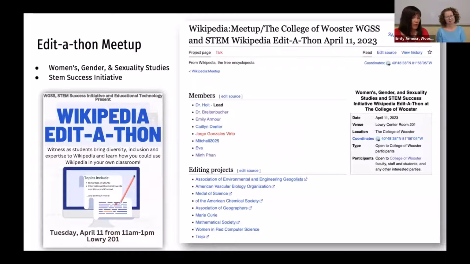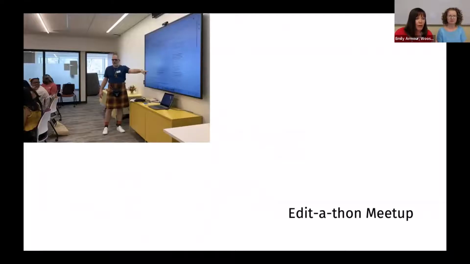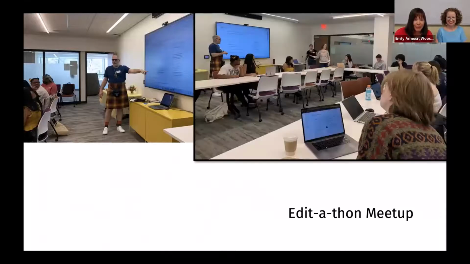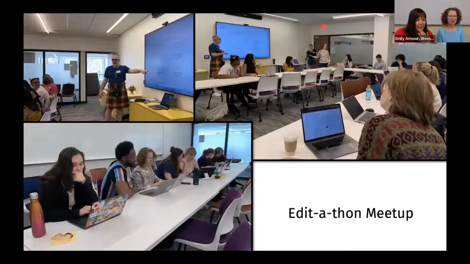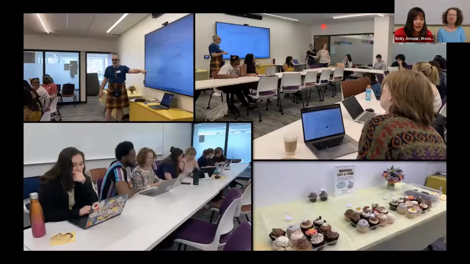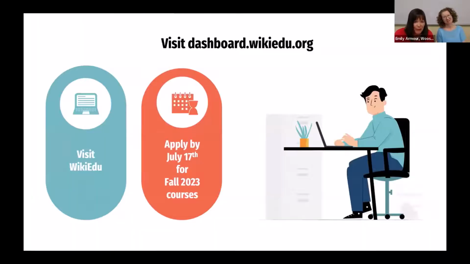So particularly we were doing underrepresented female scientists, for example. And so here we are with Dr. Breitenbutcher and his kilt. We have to throw that in there. And there's Dr. Holt there on the lower left helping one of our students. And you have to have cupcakes, right, to build this community.